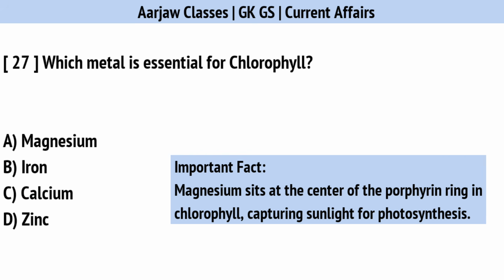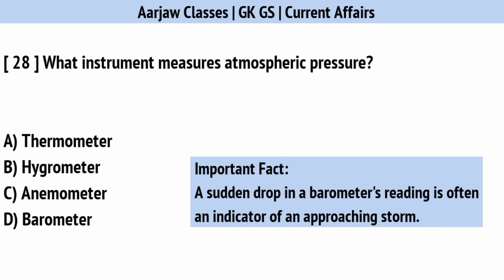Which metal is essential for chlorophyll? Right option is A, magnesium. What instrument measures atmospheric pressure? Right option is D, barometer.